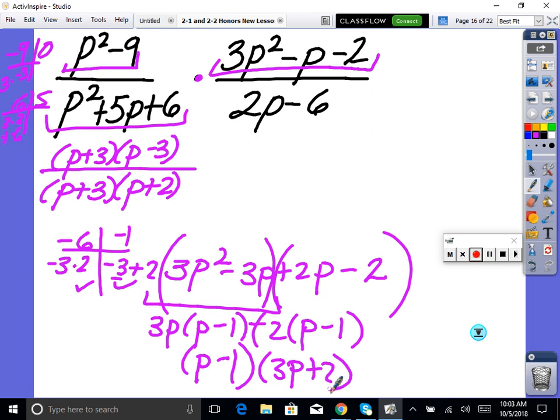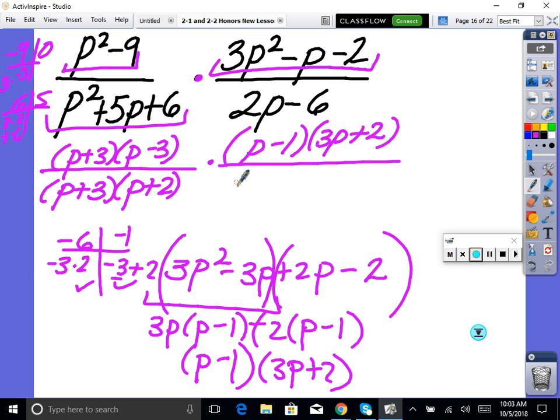Agreed? Okay, now I have times by p minus 1, 3p plus 2. Then on bottom, I'm going to pull out a greatest common factor 2, and then left is p minus 3. Now, we've done step 1. Now our next step is to multiply straight across, but don't actually multiply, correct? I don't have anywhere to write it.